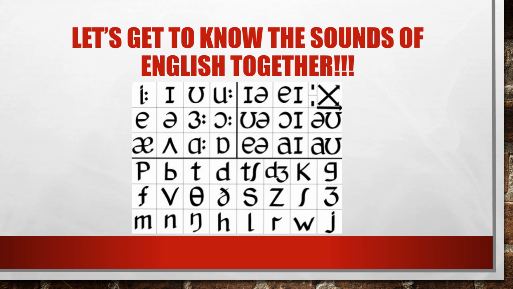Now the second group of vowels is that of diphthongs. Now if you pay attention to the symbols, diphthongs are made up of two elements, two vocalic elements. And we do have diphthongs in Spanish as well.